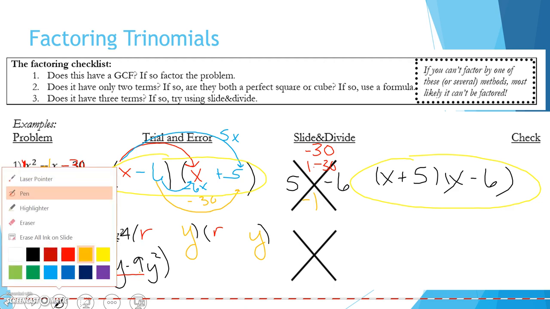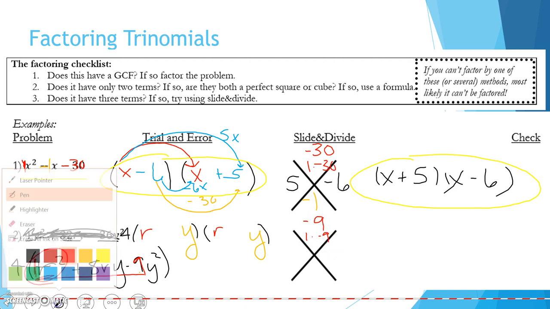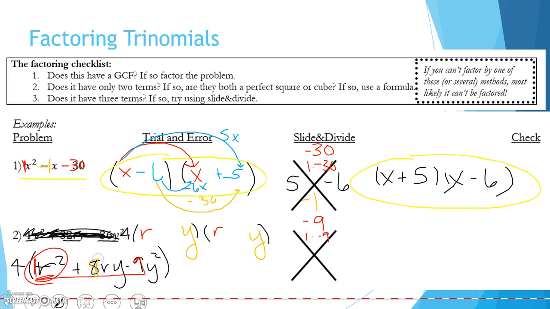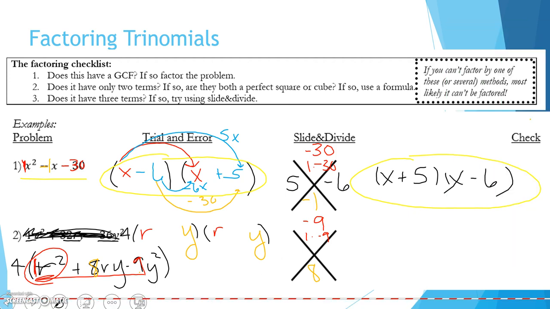So I take the first number, which is a 1 in this case, times the last number, -9. So 1 times -9 goes up top, so -9. And then the middle number goes down bottom, 8. So now I would use my calculator. Let me show you that again. Go to y equals, put -9 divided by x, second graph. -1 plus 9, that equals 8. Perfect, that was a quick one.